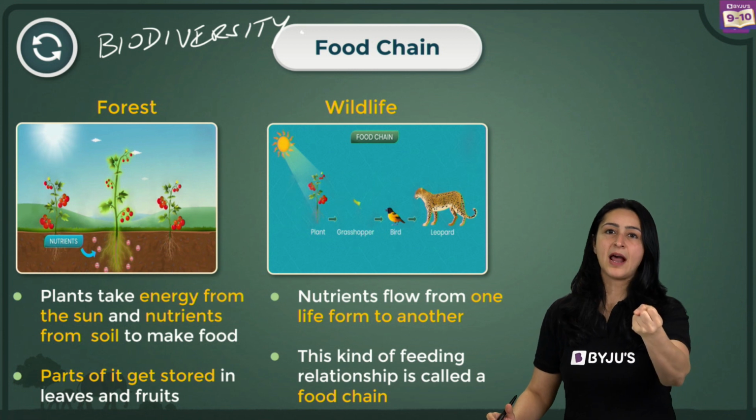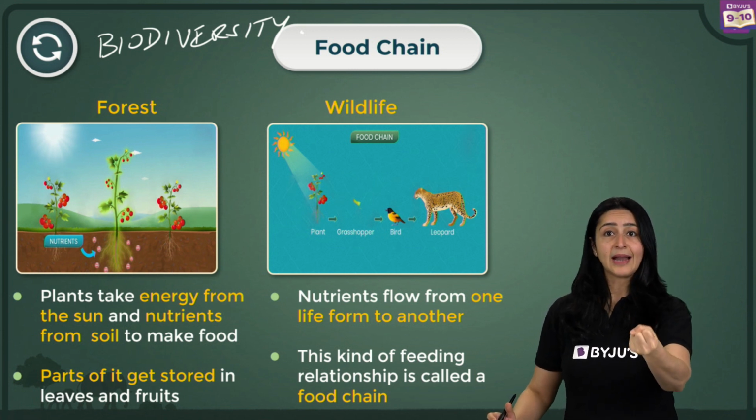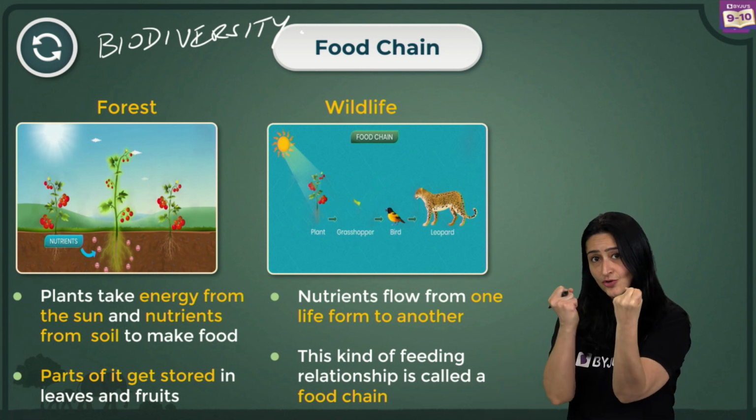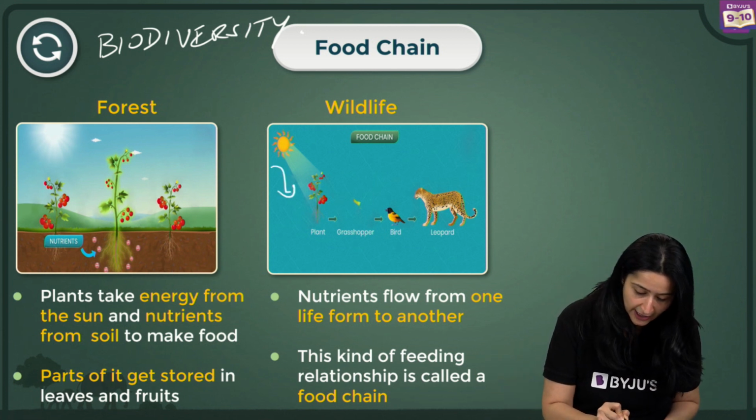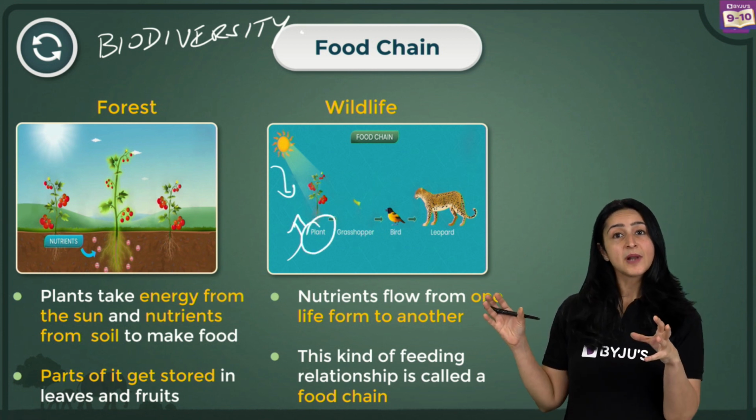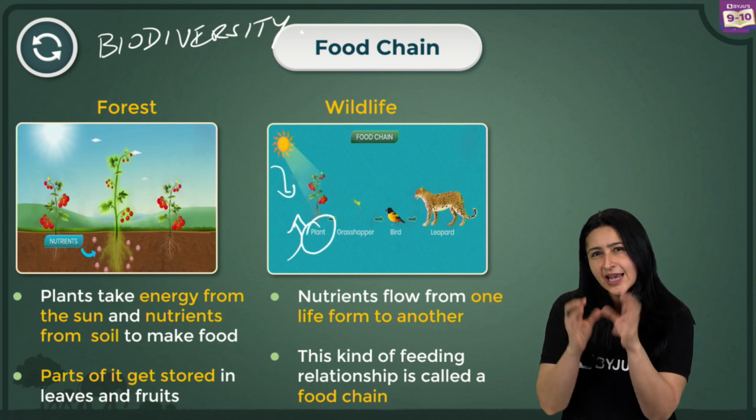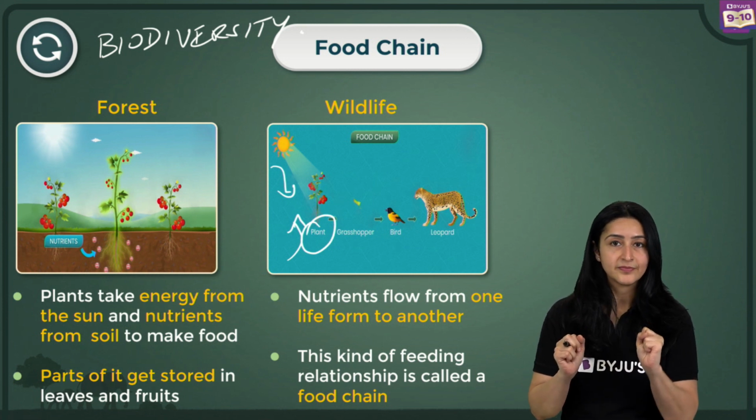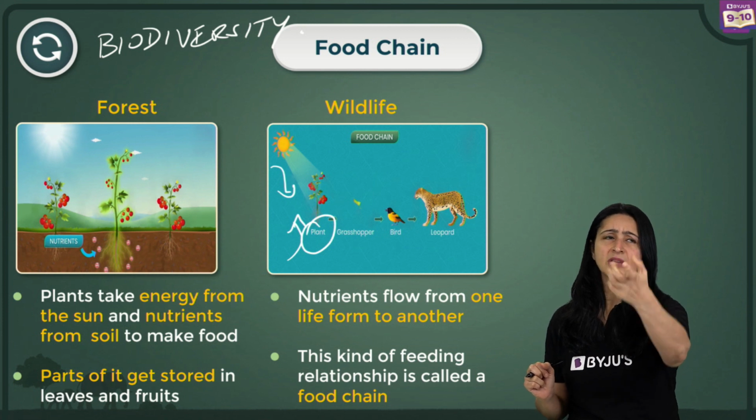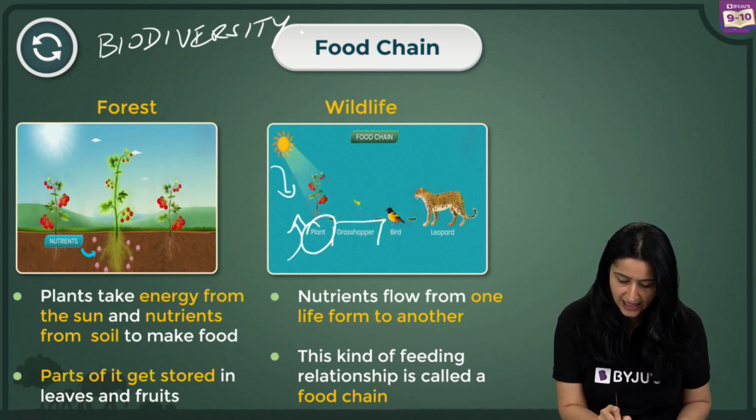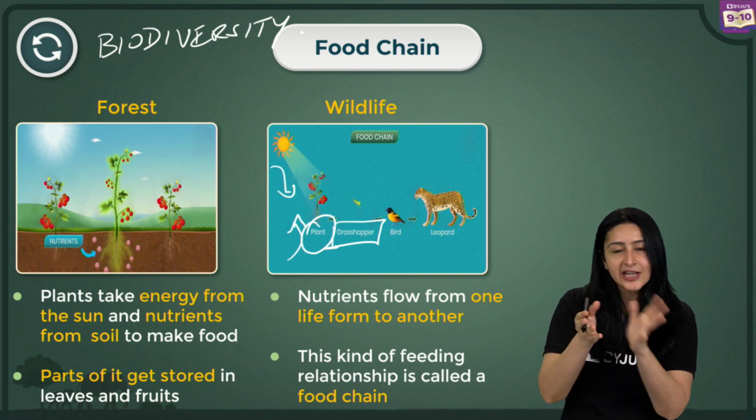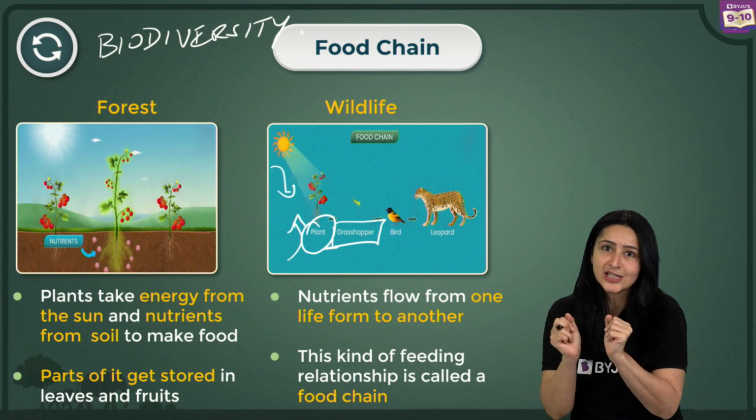Now, let's take plants. We know that plants and trees take solar energy from the sun and the nutrients from the soil to make their food, right? Then what does the plant do? The plant stores the same nutrients in its leaves and fruits. Then these leaves and fruits are consumed by, say, an insect or a grasshopper, right? And this stored energy from the leaves and the fruit is then transferred to the grasshopper.